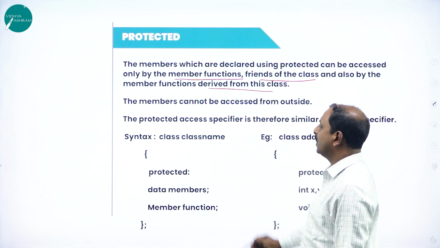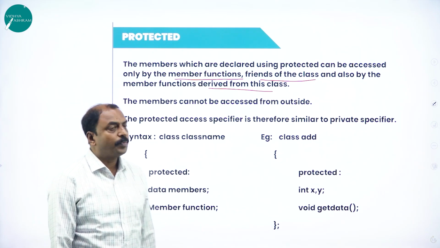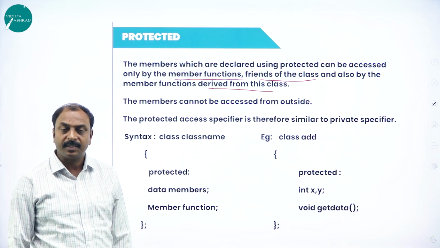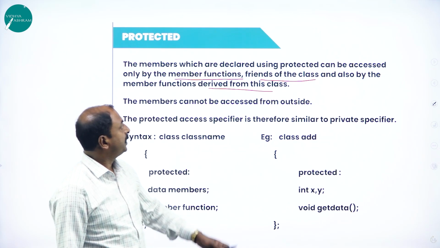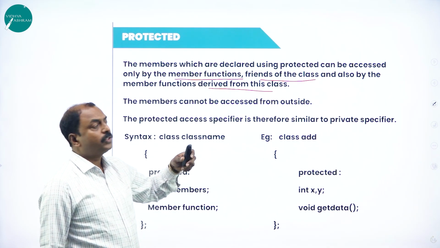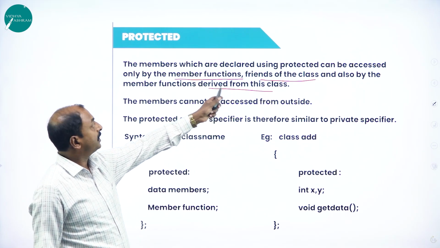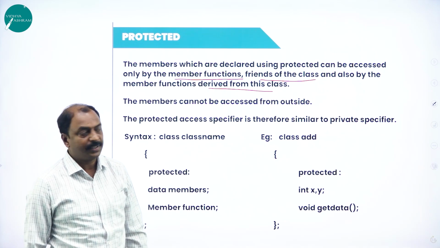And also by the member functions derived from this class. This derived from, this is what you have seen, one of the characteristics of OOPS, that is inheritance. So inheritance is nothing but acquiring property from the base class. So here we talk about the derived class. So here the functions derived from the base class or this class have access to these protected data members.